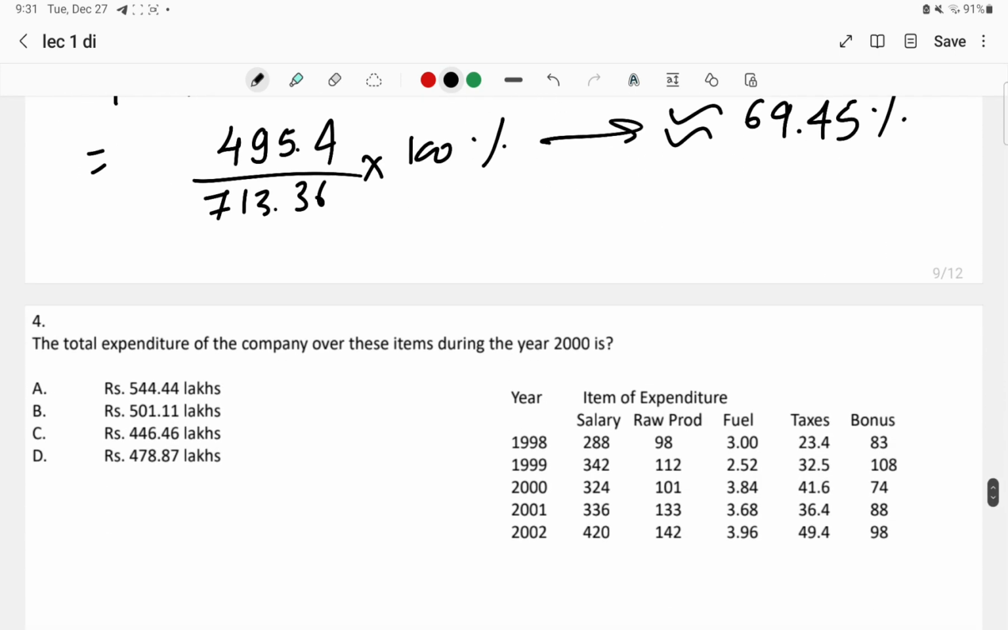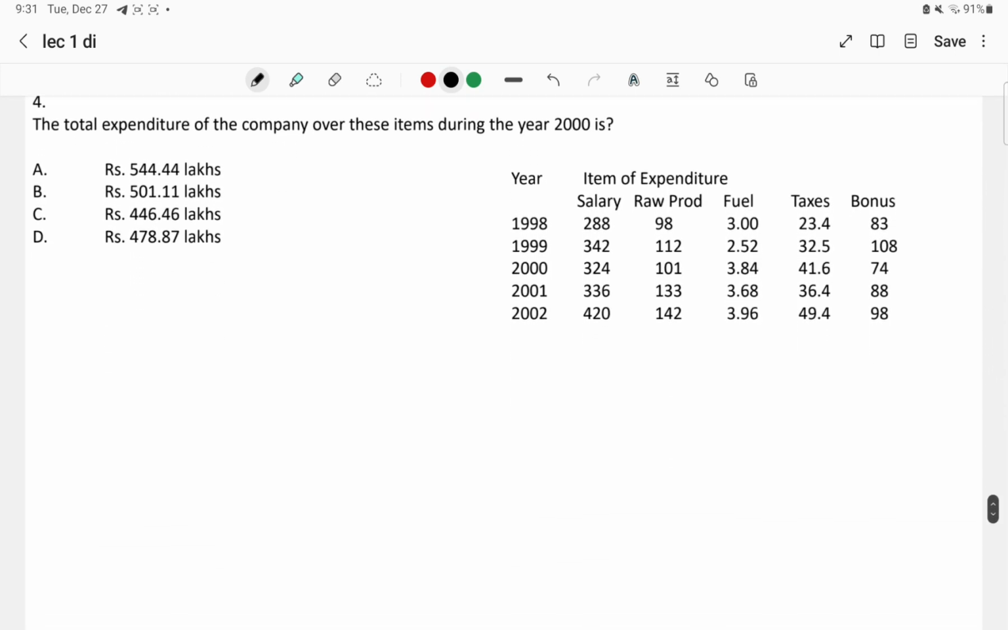Moving on to the fourth question of today's lecture. Same question based on the same data, sorry.